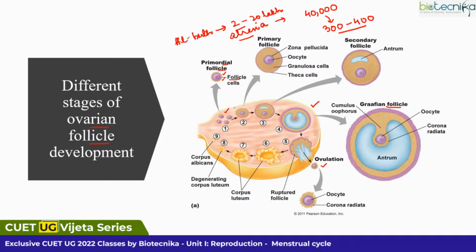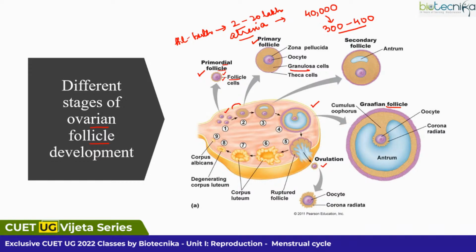Now let's see the development stages. The first stage of ovarian follicle development is the primordial follicle, where the oocyte is surrounded by just one layer of cells. That one layer is the granulosa cells, also written here as follicle cells, the brown colored cells. The second stage is known as the primary follicle. In the primary follicle, the one layer of granulosa cells divides and forms many layers of granulosa cells, as you can see here.